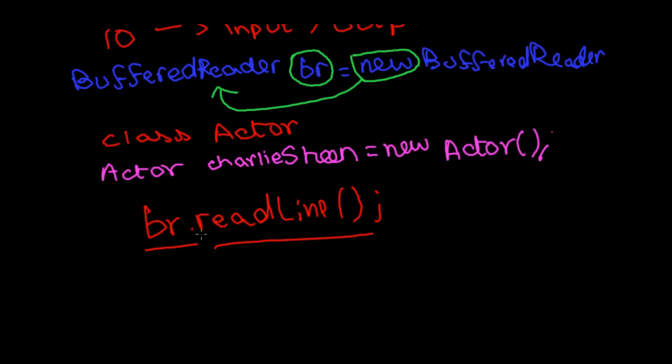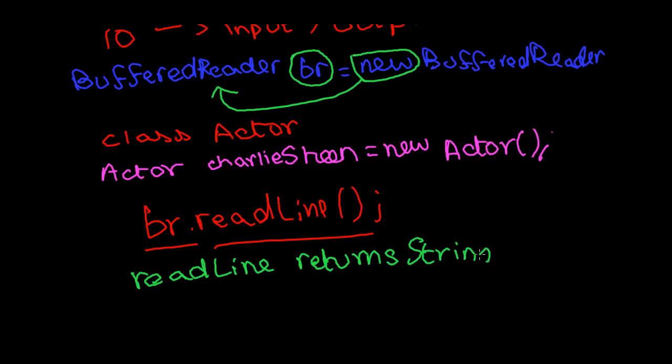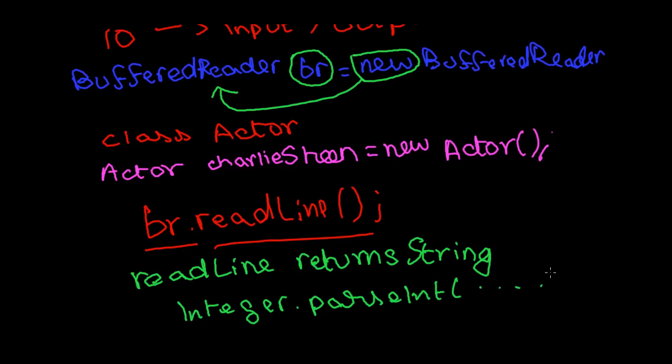Now what readLine does is, readLine returns a value back in string data type, and when you use Integer.parseInt, what you're doing is taking this string data type returned by br.readLine and converting it to integer.